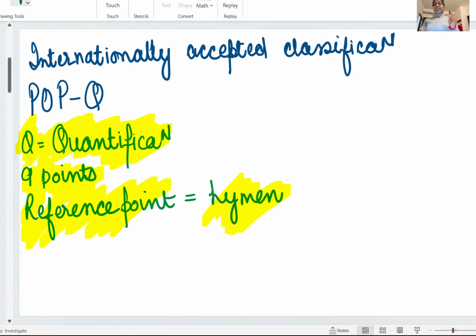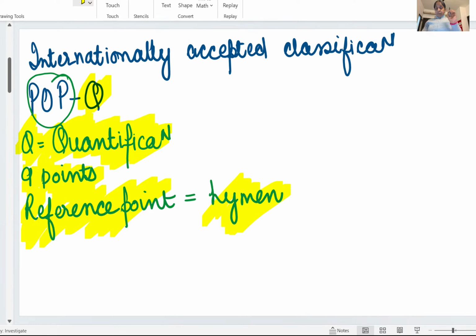What does the P stand for? POP: pelvic organ prolapse. And Q stands for quantification. Good evening, Dr. Abdul Hasif. Q stands for quantification.